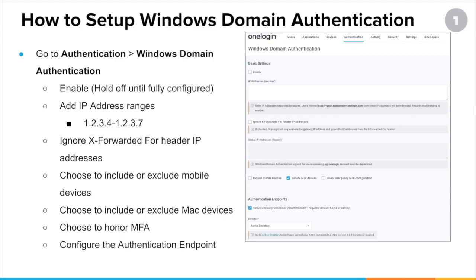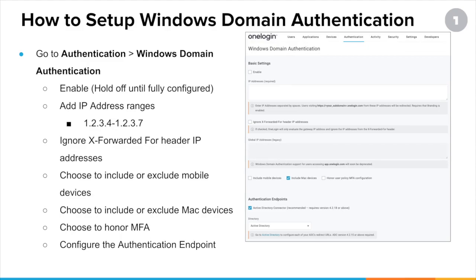Next option down there is a little checkbox, ignore X-forwarded for header IP option. Again, if you use a proxy or a firewall service like Zscaler, you want to check that checkbox. And we've got a few other checkboxes like include mobile devices, include Mac devices, and honor user policy MFA configuration. The only one that is checked by default is include Mac devices. Again, those Mac devices would have to be joined to your Active Directory domain for that to work. And then you can choose whether or not you do want to support WDA for any mobile devices that also might be joined to the domain.